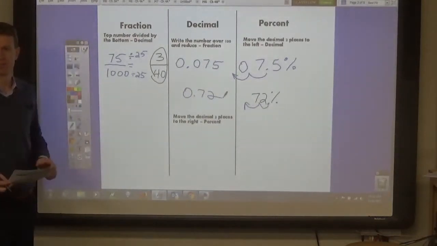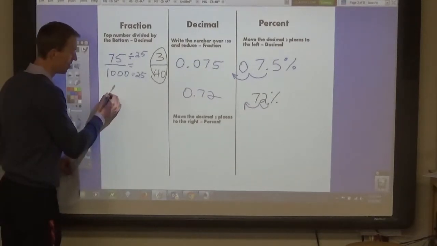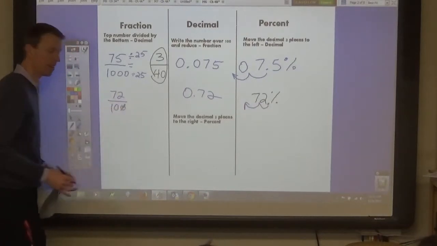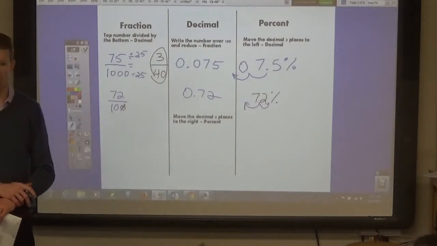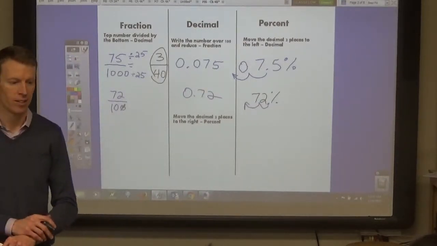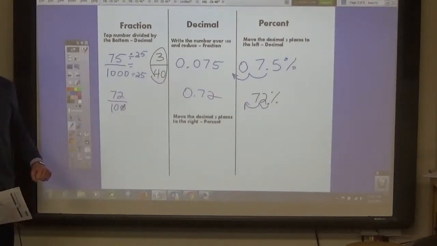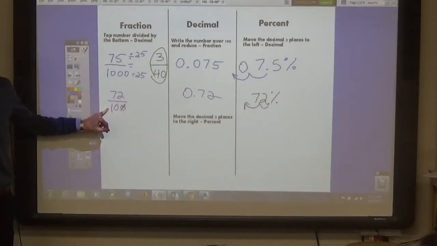You put the 72, you put a line, and you put a 100 at the bottom. 72 over 100, right? Okay, you're getting it, you're doing fine. Now, are both of these divisible by the same number? Yes, because 2. Okay, good. So divide them both by 2. Maybe 4. Yeah, maybe 4.